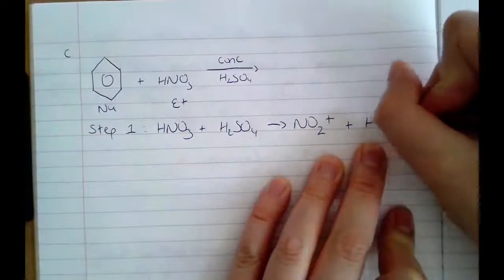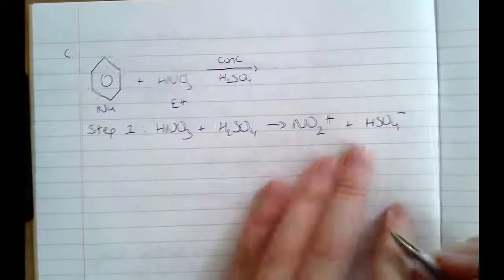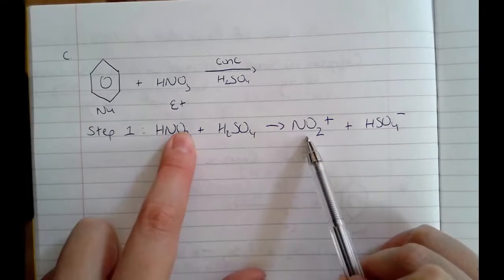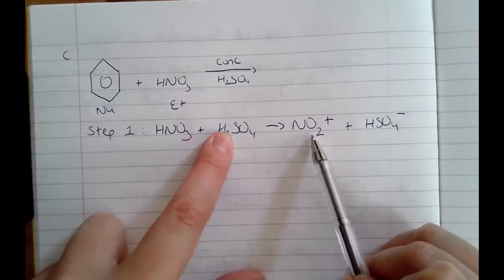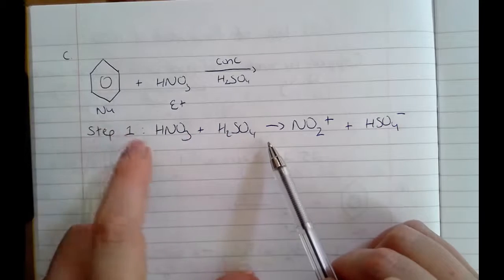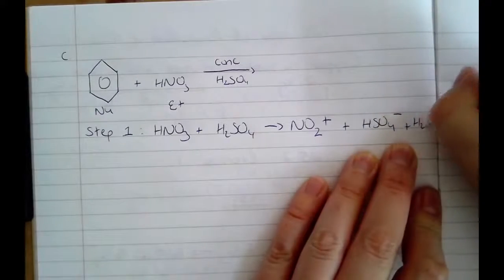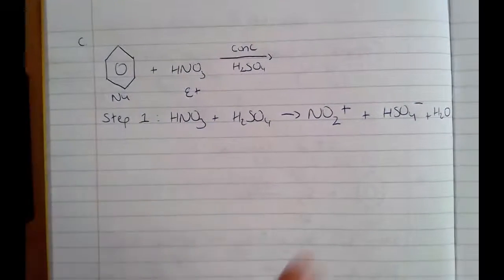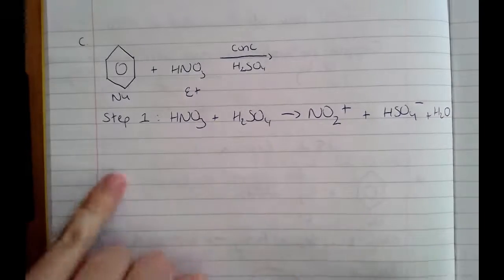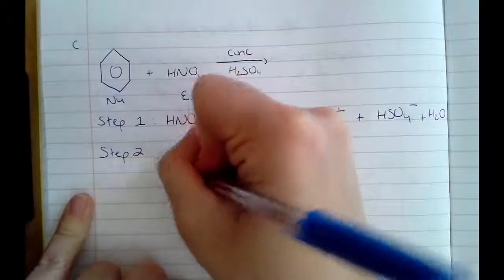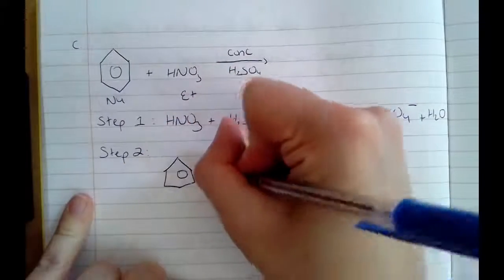You end up with HSO4-, so you can see you've lost a hydrogen and 1 oxygen from HNO3, and you've lost 1 hydrogen from H2SO4. So the hydrogen and the oxygen and the other hydrogen combine to form H2O, and that's an equation you're going to have to learn. But now I've generated a really good electrophile, NO2+. So once I've got my really good electrophile, I can react it with my benzene ring.